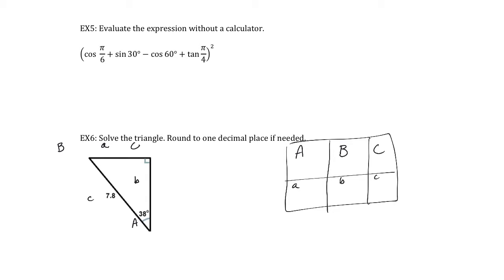and C. Okay, so angle A, that was given 38 degrees, and side C is given as 7.8. Angle C is 90 degrees. So one of the things that you learn in geometry is that the sum of all the angles in a triangle add up to 180. So that's useful. So we've got 180 would be the same thing as angle B plus C, which is 90, plus A, which is 38. So then you can solve for angle B there. That ends up being 52 degrees.